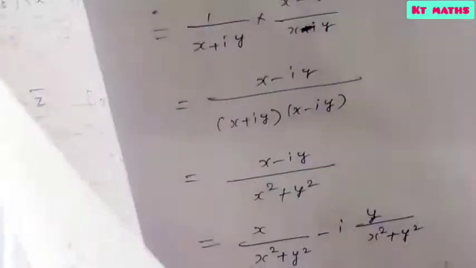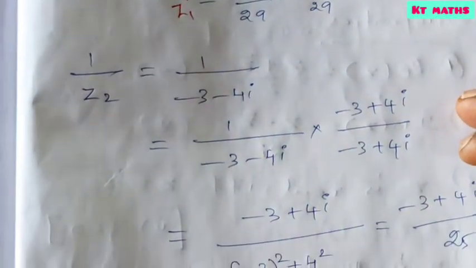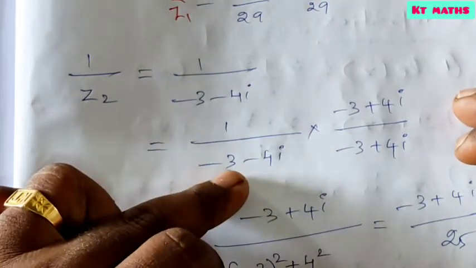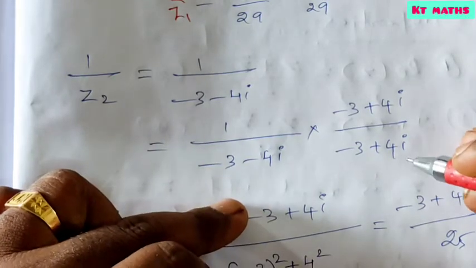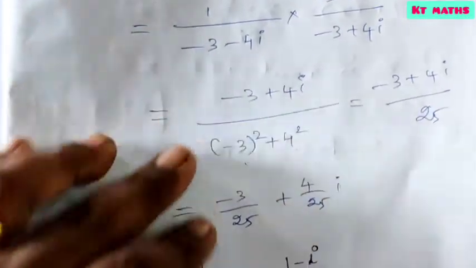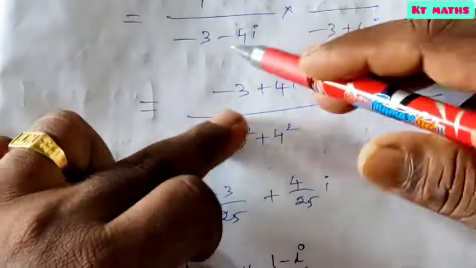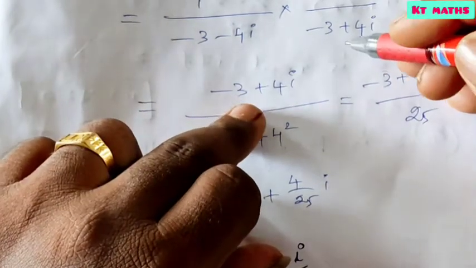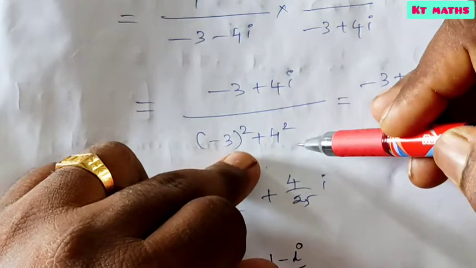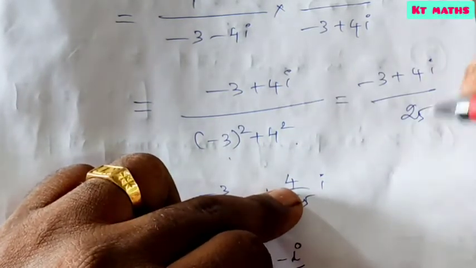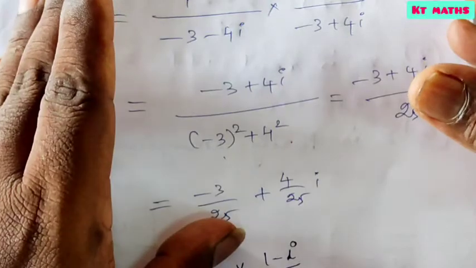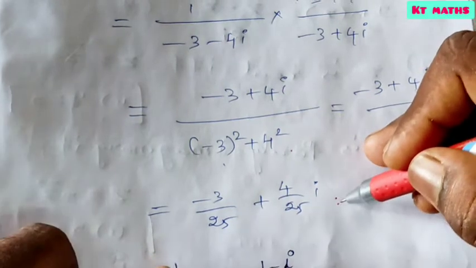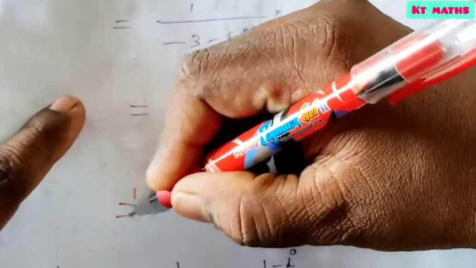Now 1 by z2, the multiplicative inverse of z2. So 1 by (minus 3 minus 4i). We multiply using the conjugate of the complex number, minus 3 plus 4i, over minus 3 plus 4i. So 1 into (minus 3 plus 4i). For the denominator, multiplying (a minus ib)(a plus ib) gives a squared plus b squared. So (minus 3) squared plus 4 squared, 9 plus 16 equal to 25. We can split and write it this way or that way. So minus 3 by 25 plus 4 by 25 i, which is the multiplicative inverse of z2, that is 1 by z2.